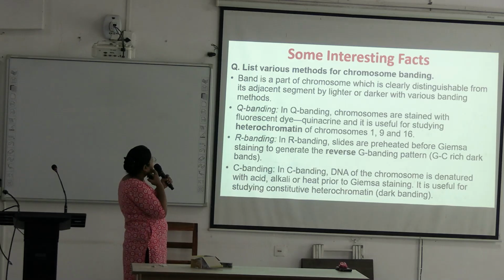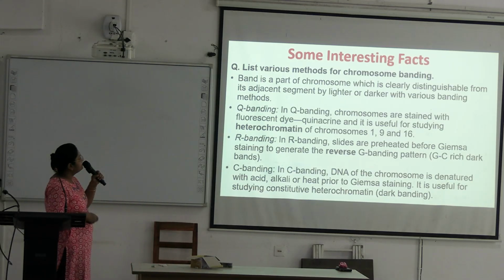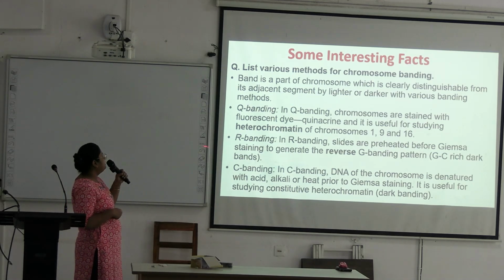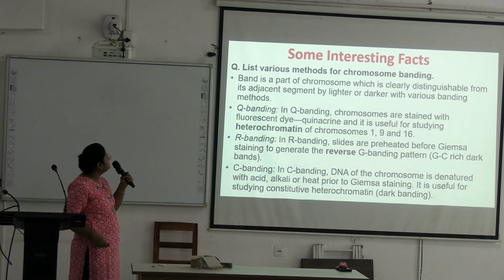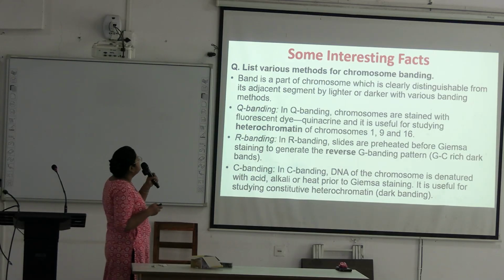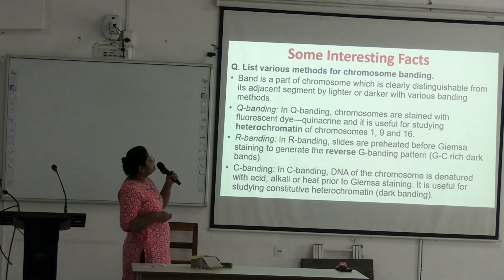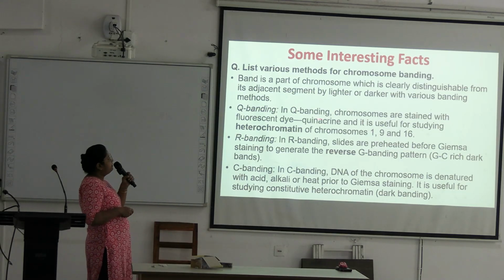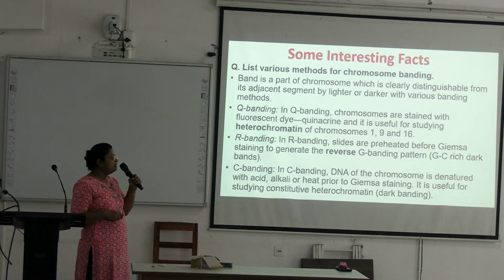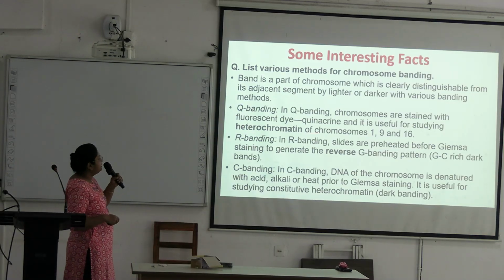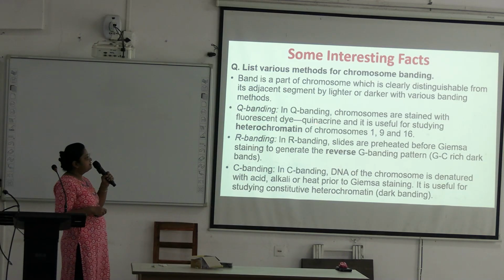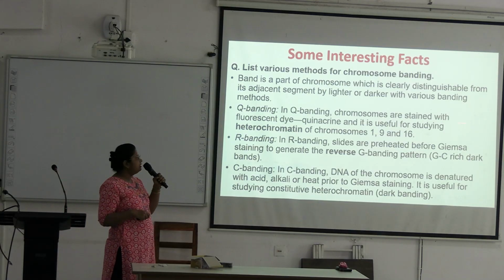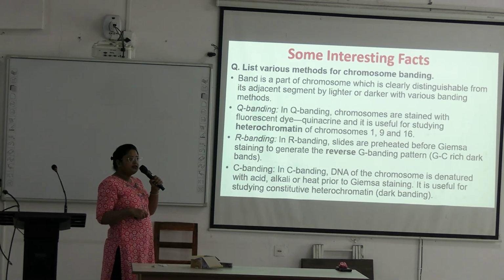Okay, so here we will discuss other banding patterns. We have discussed G banding. Here are Q banding, R banding, C banding, all these. So what is a band? A band is a part of a chromosome which is clearly distinguishable from its adjacent segment by being lighter or darker with various banding methods. Okay, so Q banding. In Q banding, chromosomes are stained with the fluorescent dye quinacrine, and it is useful for studying the heterochromatin of chromosomes 1, 9 and 16.